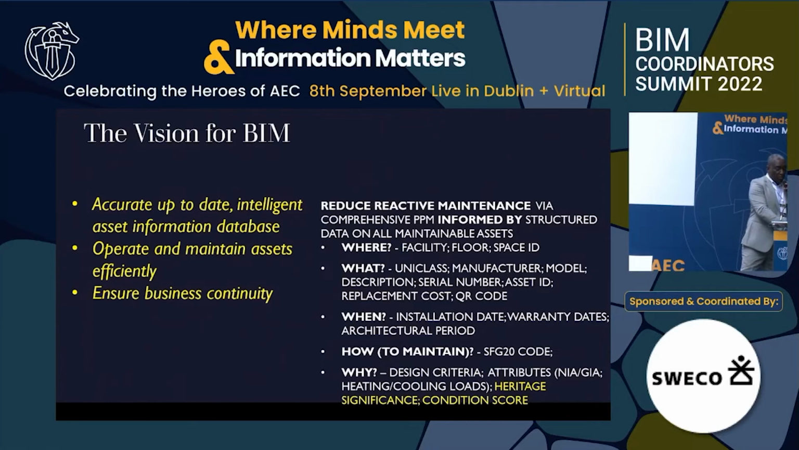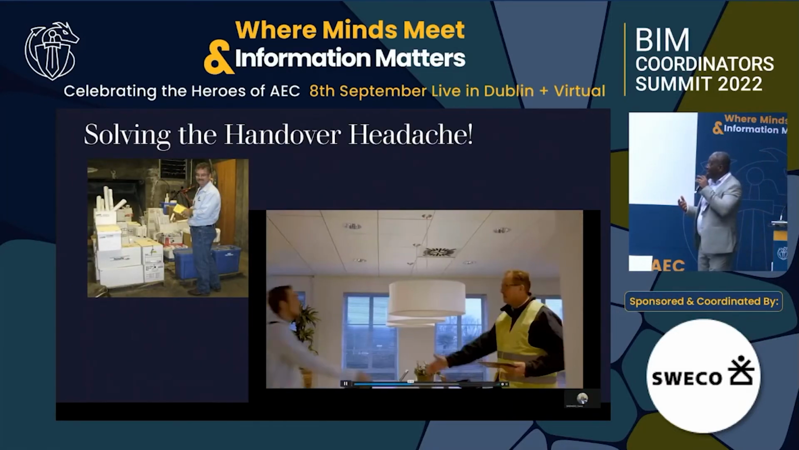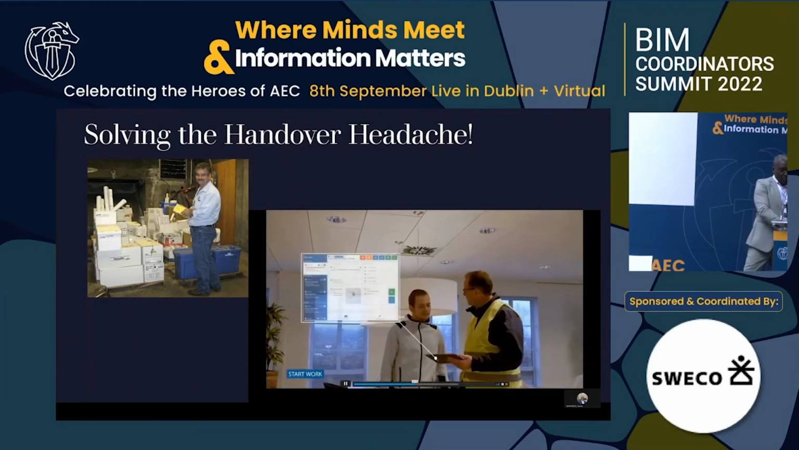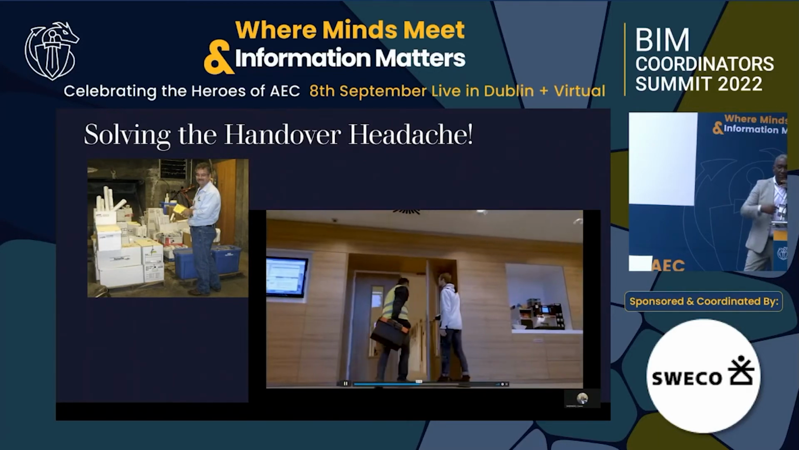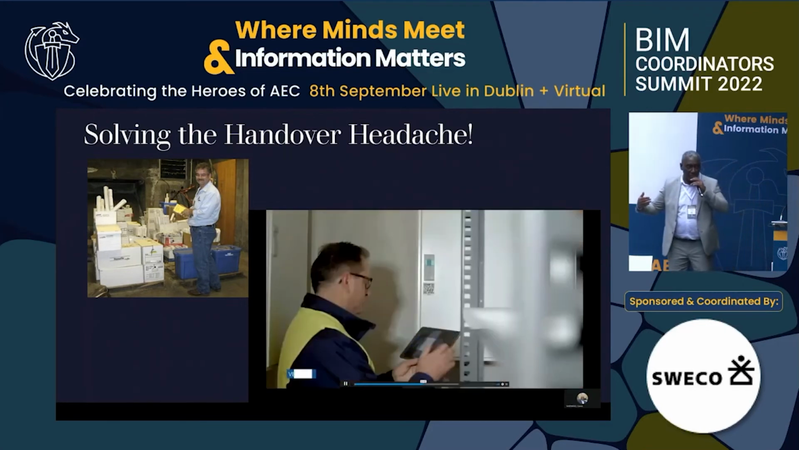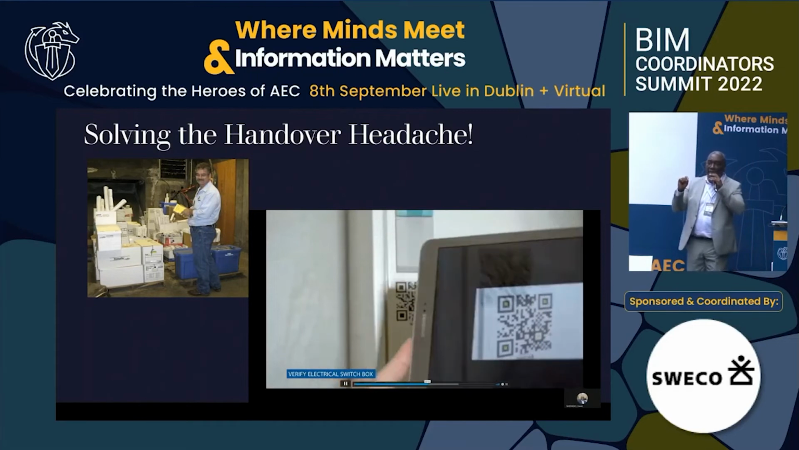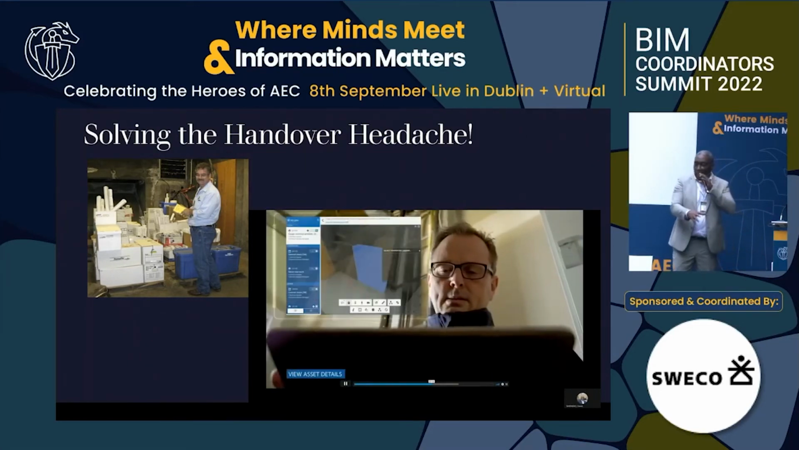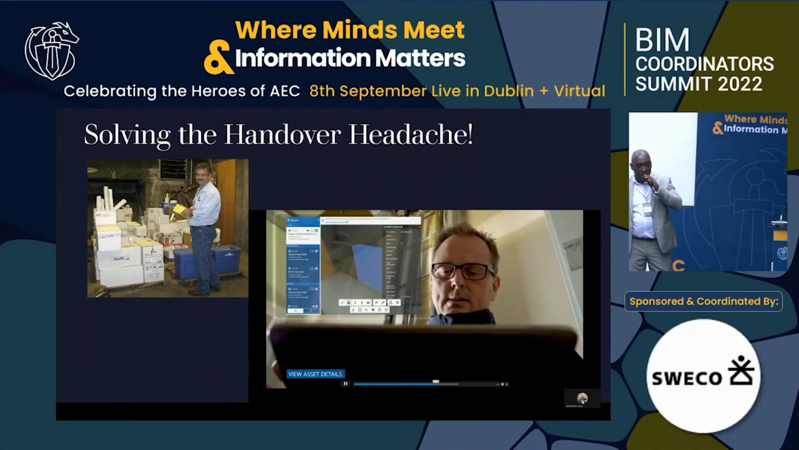Essentially, as we work through solving the handover headache, and again, it's difficult for people to see some of this on the screen, one of the big challenges we have is around BIM to asset data handover. Because ultimately, we have to be careful about how we map the data between what might start off in a COBie spreadsheet and what eventually will end up in our CAFM system.